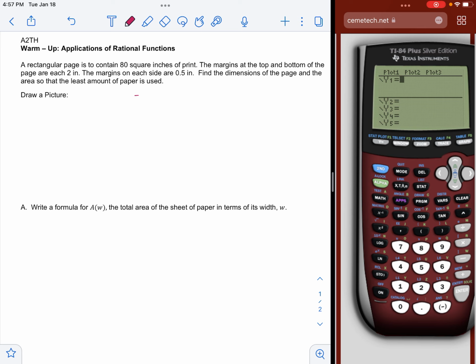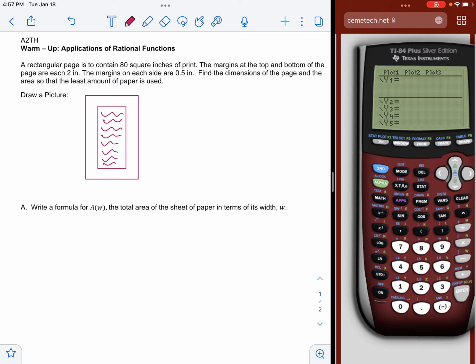All right, so I'm going to start by drawing a picture, and I'm going to start with a rectangle. And I want you to think of a page in a book. So it tells us that the 80 square inches represents the printed area. So if you think about a book, you've got the print in the middle here, and then you've got margins on the left, right, bottom, and top.